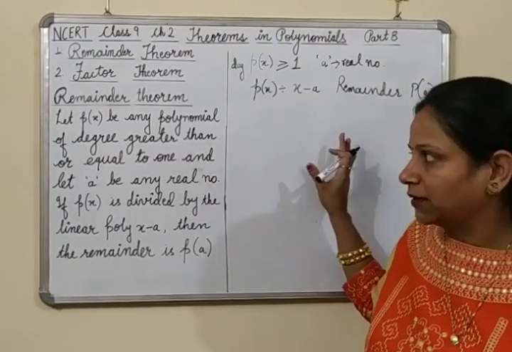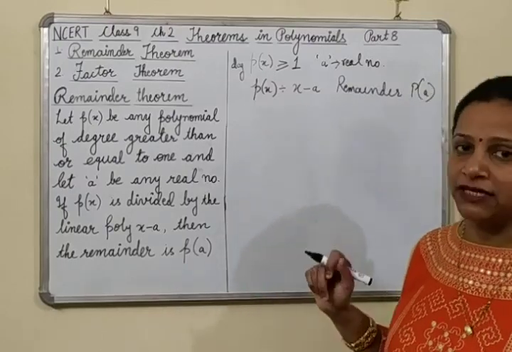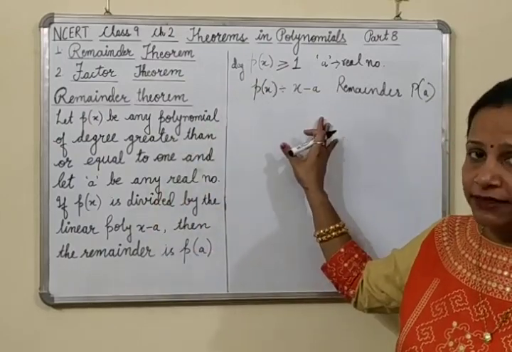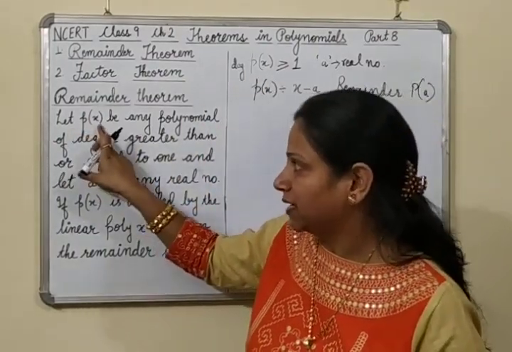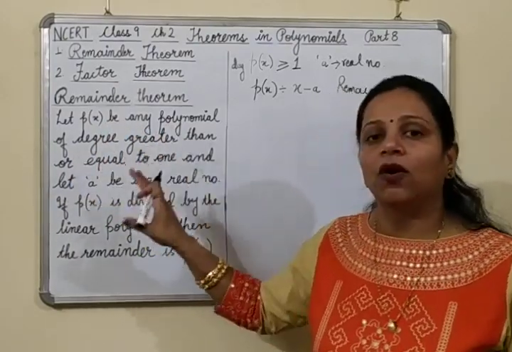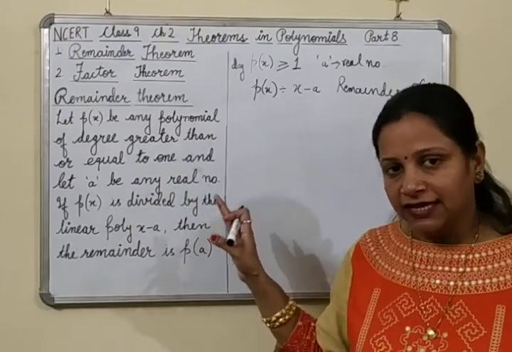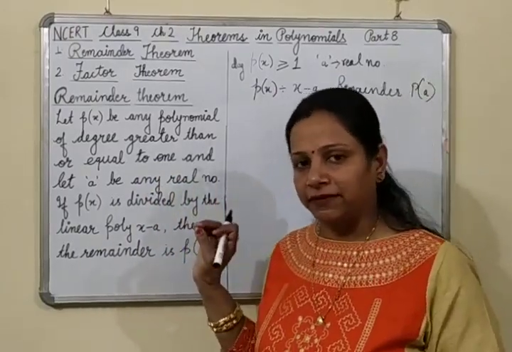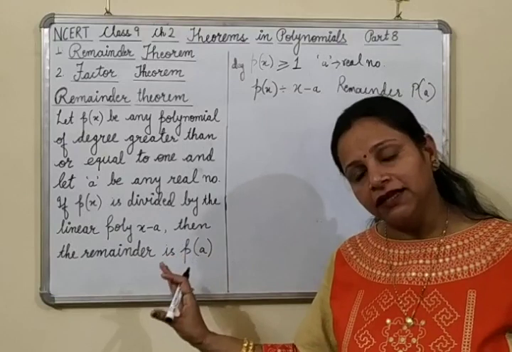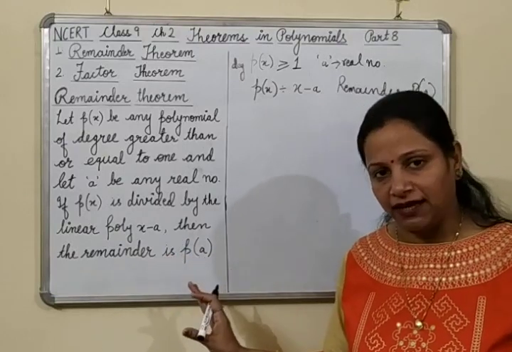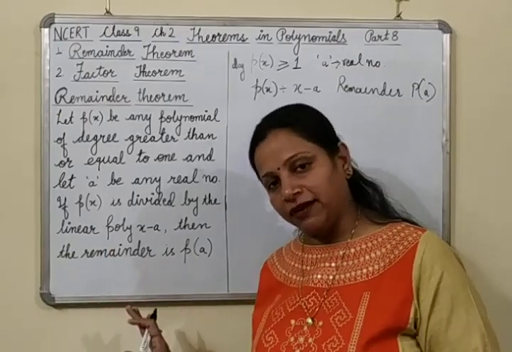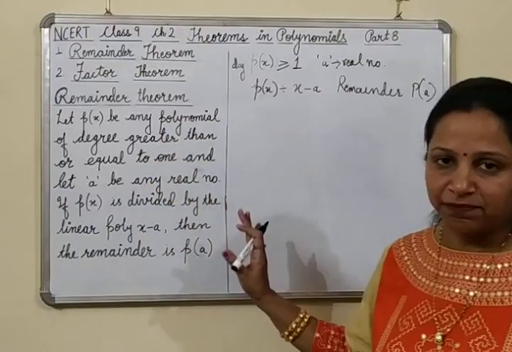Okay, just once again, how are you going to write the statement for this? Firstly, let us read the statement from here. Then I will tell you how to learn it easily. Let P(x) be any polynomial of degree greater than or equal to 1, and let a be any real number. Then, if P(x) is divided by any linear polynomial x minus a, then the remainder of P(x) is P(a). Right? Now just look at how we can simplify it to learn it.